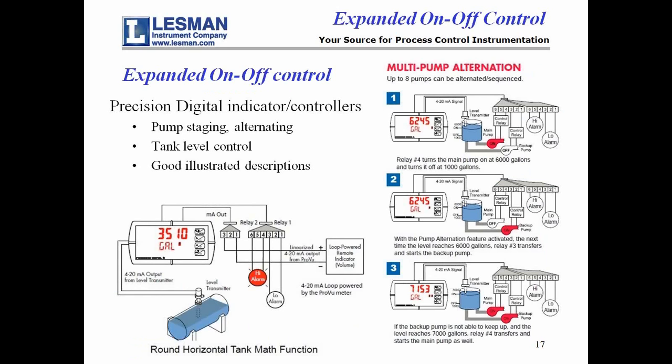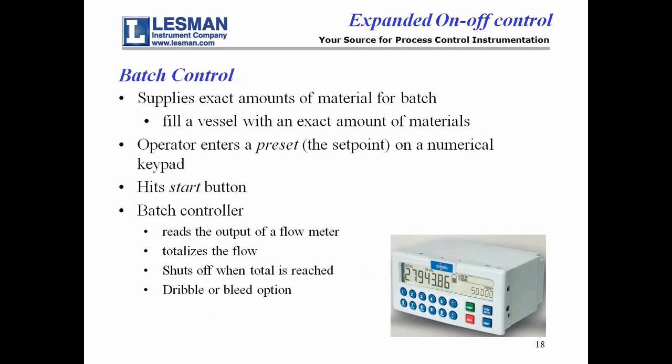Another form of expanded control is batch control. With batch control, you've got a vessel. Typically, it's just like cooking in the kitchen. You have to fill the vessel with very specific amounts of material from a recipe. The technique is the operator enters a preset value, which is the set point, which is how much you want it to fill with. They hit the start button, and then the batch controller does the rest of the work. It reads the output of the flow meter, totalizes it, and shuts off when the total is reached.